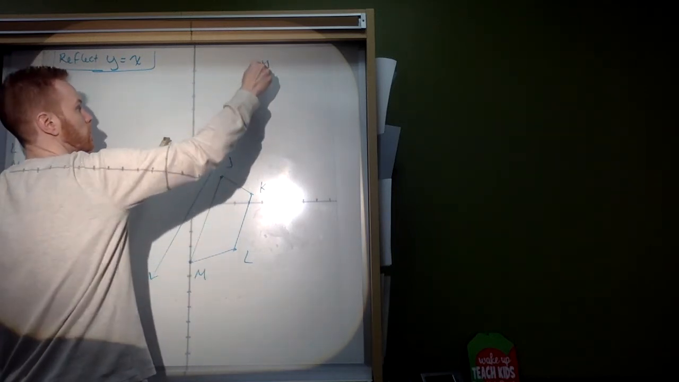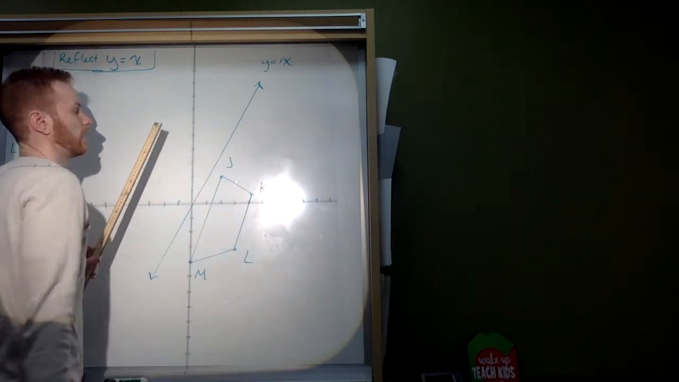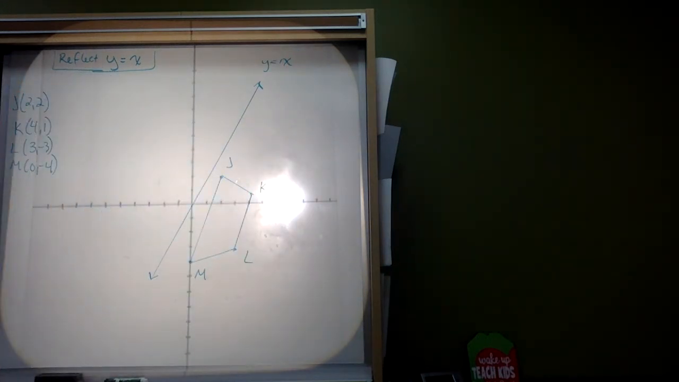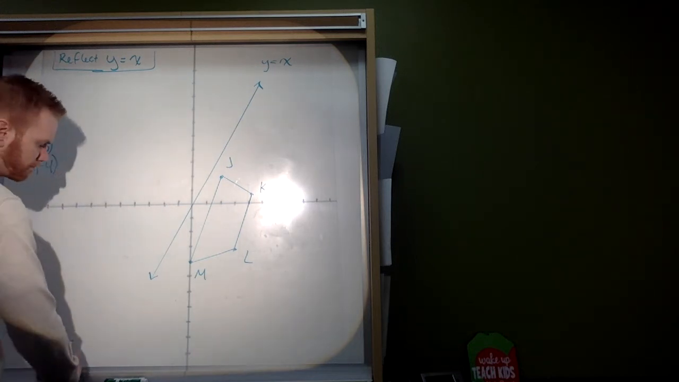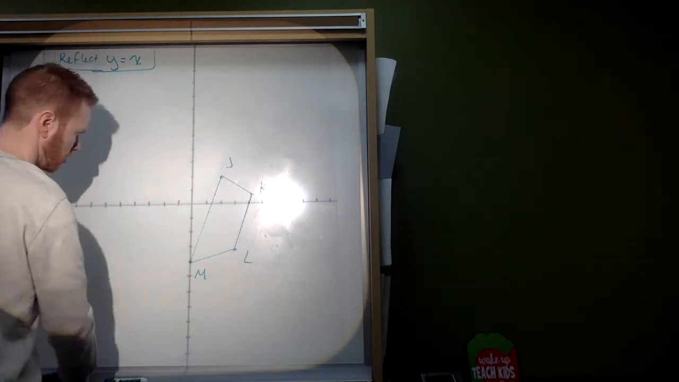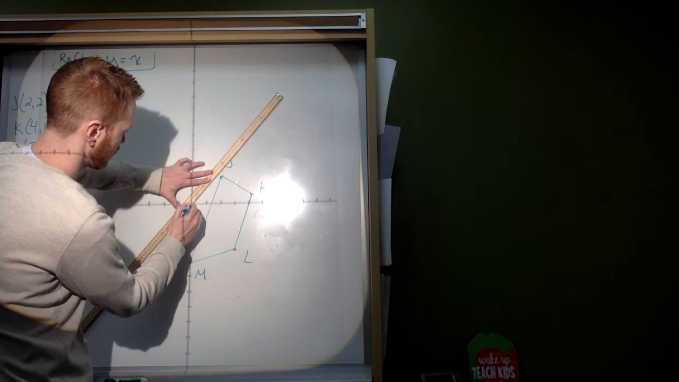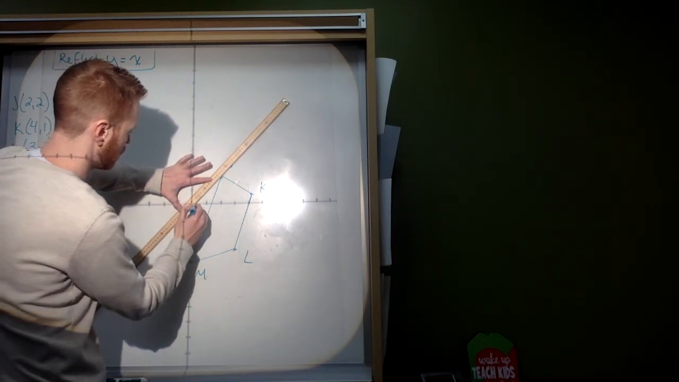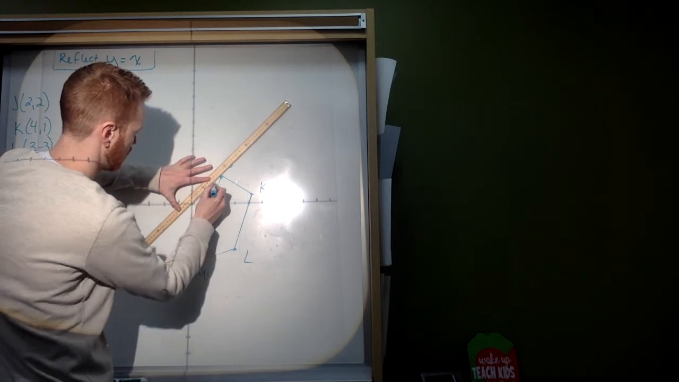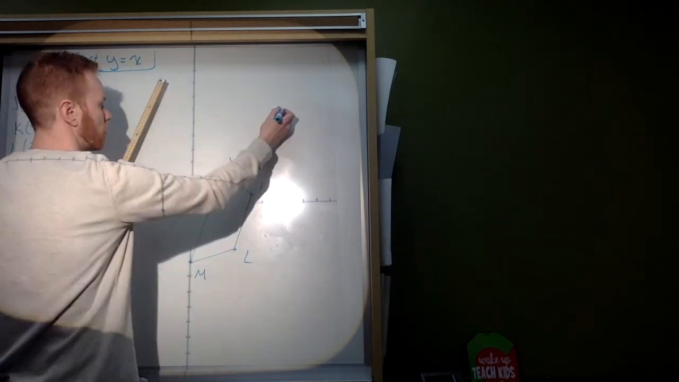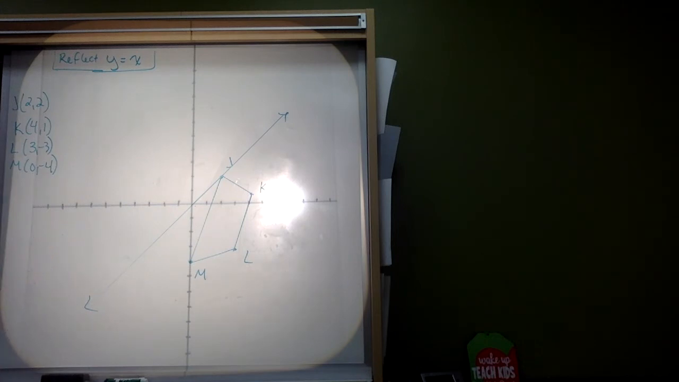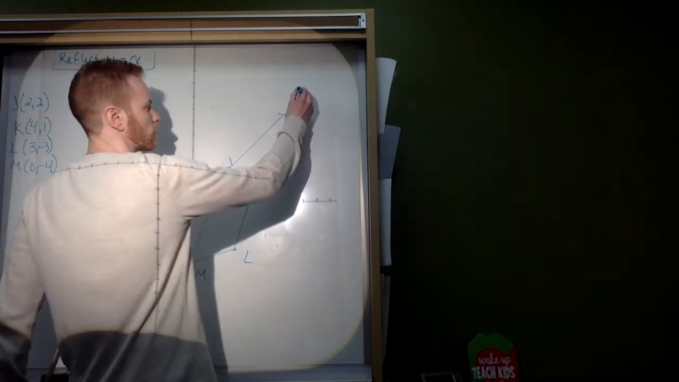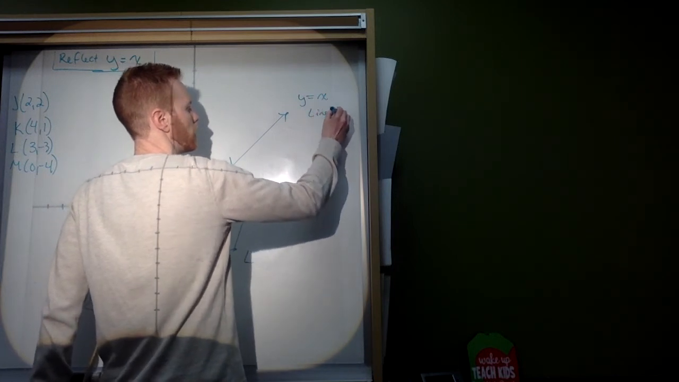This is the y equals x, and that's our line of reflection. Okay? And like I said, let me try that one more time. It's going to be close. Let me try this. There we go. That, I think, looks a little bit better. Line of reflection.